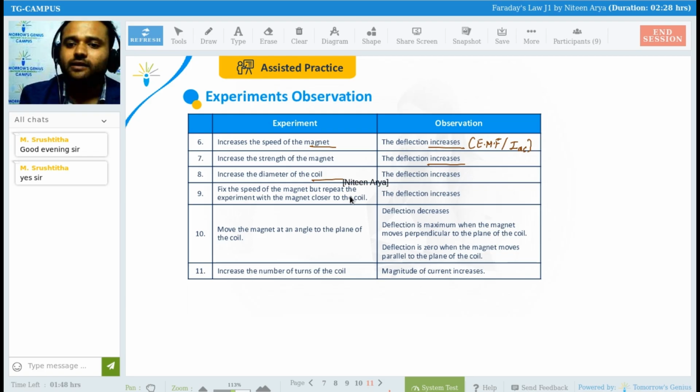Increase the diameter of the coil, the deflection increases. Why so? Because obviously more current is going to be generated as the radius is more. You may get confused about why everything happens, because everything is related to phi B, which is magnetic field and area, and not only that, the relative motion of this. So what is the relative motion of this? d phi by dt.